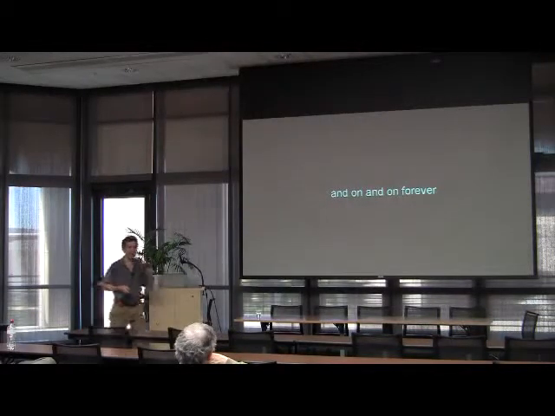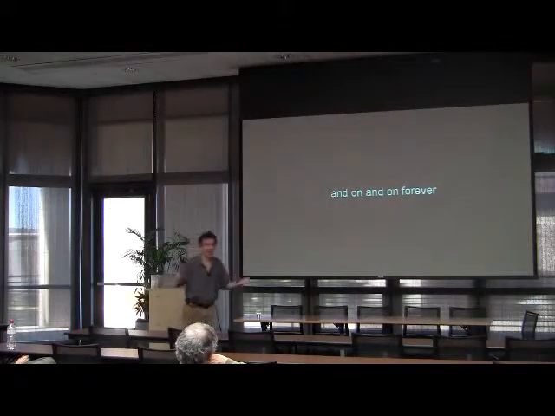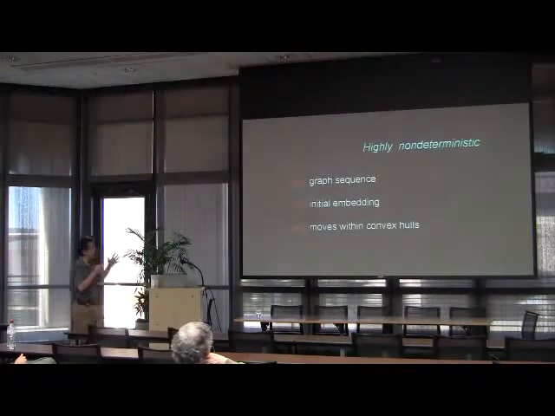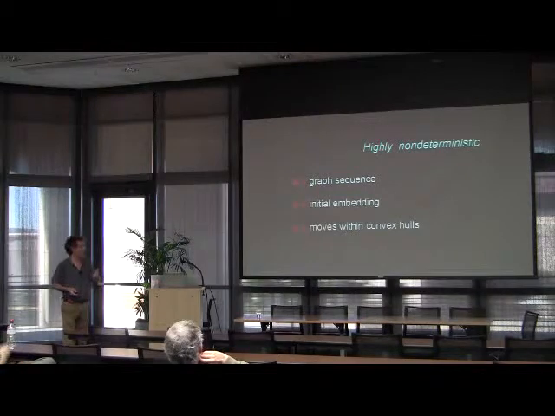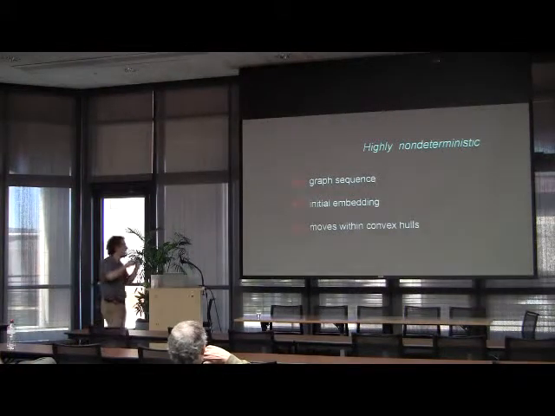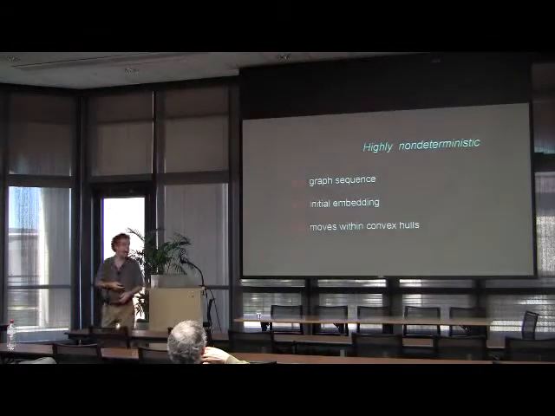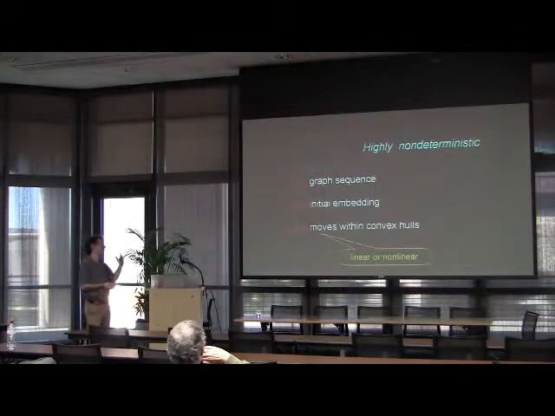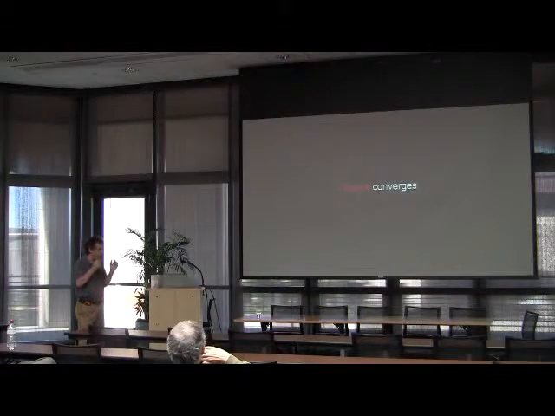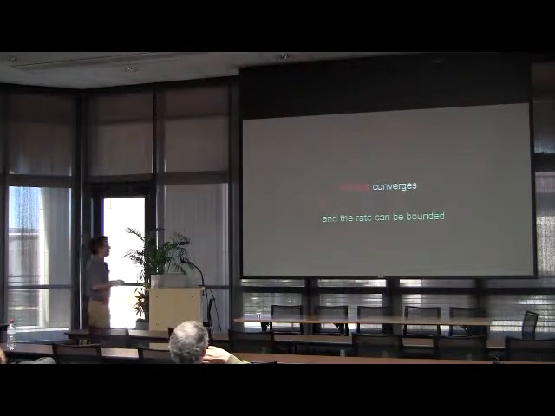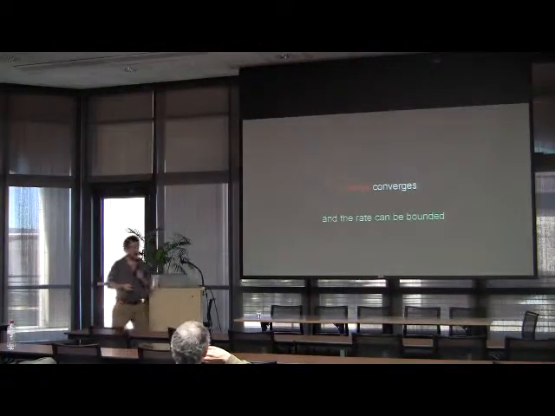Forever also means, you know, these universal quantifiers are very difficult. It means for all time. And so just make sure we understand. It's highly non-deterministic. It's for any graph sequence, any initial embedding, and any moves. And now what happens? This linear and non-linear doesn't matter. This always converges. So I'll answer your question. It always converges, and the rate can be bounded optimally.